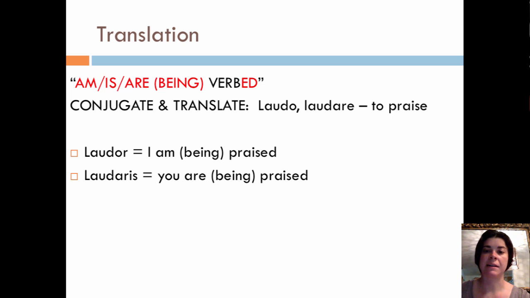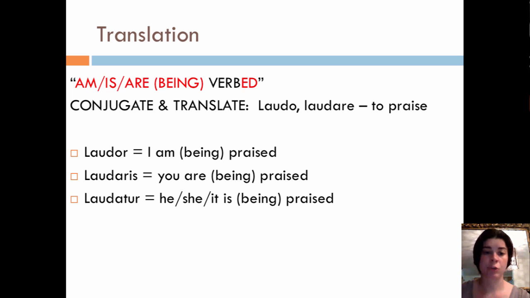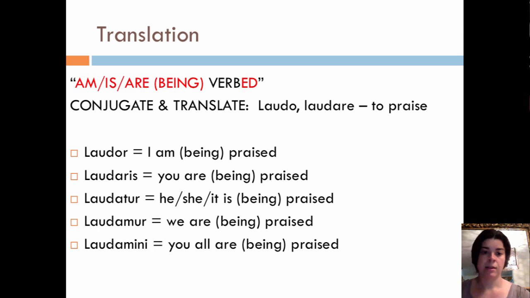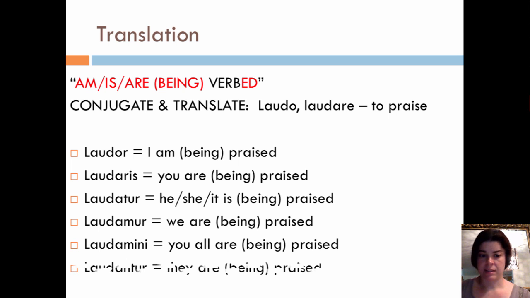The next one, laudaris, and for all the other forms, we're going to use laudare, take off the -re, and then add our passive ending, in this case -ris: you are being praised. The next one will add -tur: he, she, it is being praised. Then -mur, we are being praised. -mini, you all are being praised. And -ntur, they are being praised.